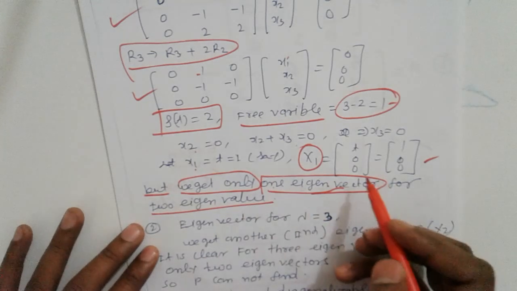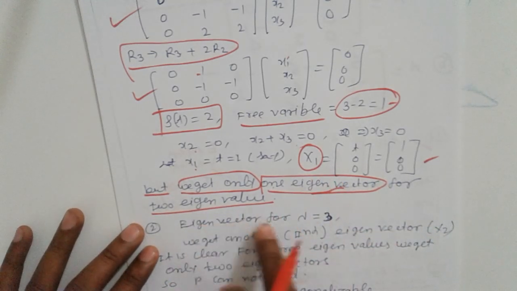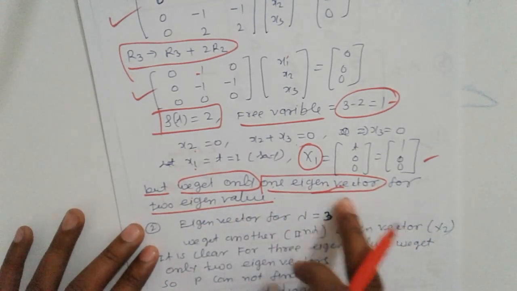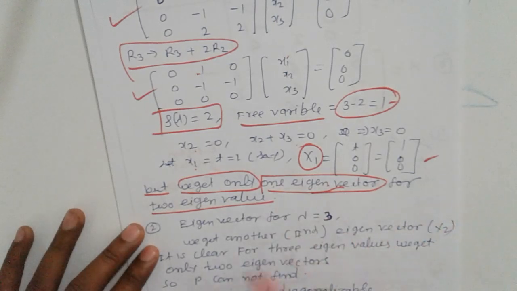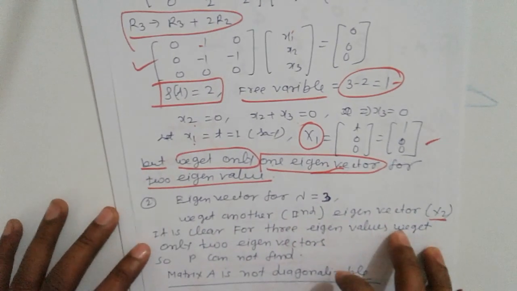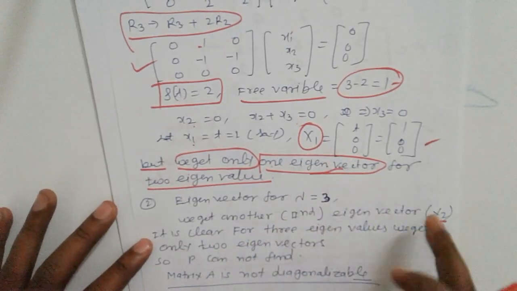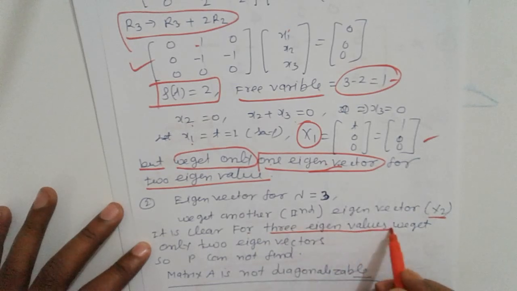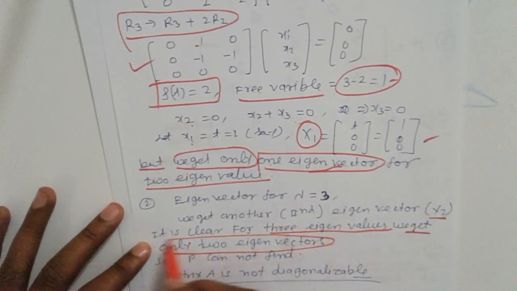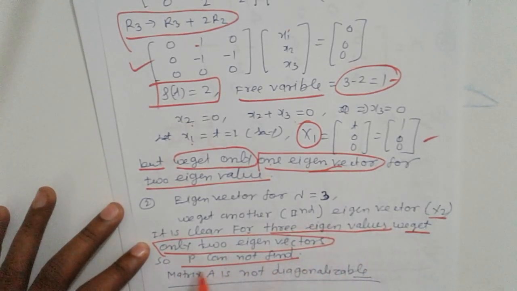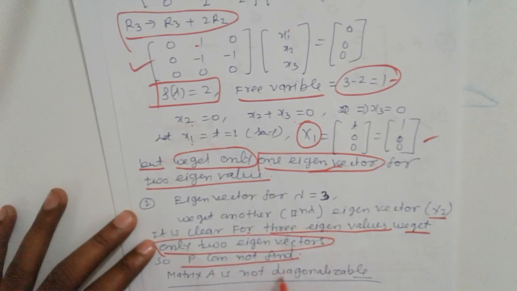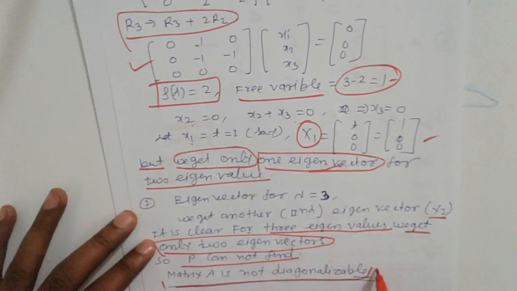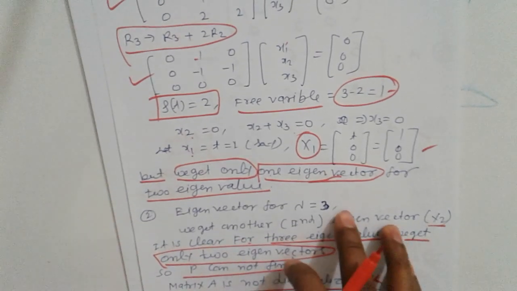So suppose the first is x1. Next, the eigenvector for lambda equal to 3: another eigenvector is found, suppose x2. But the conclusion here is that only x1 and x2, only two eigenvectors, are found. So for three eigenvalues we get only two eigenvectors. In that case P cannot be found, so the matrix is not diagonalizable. Next, go to the second problem.